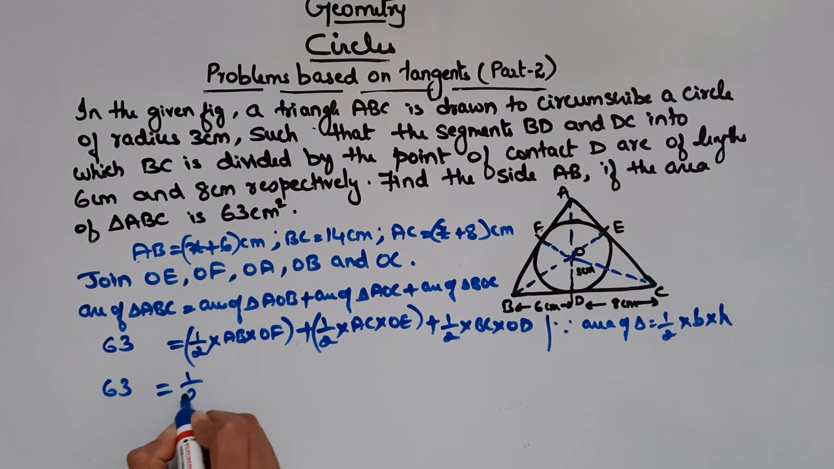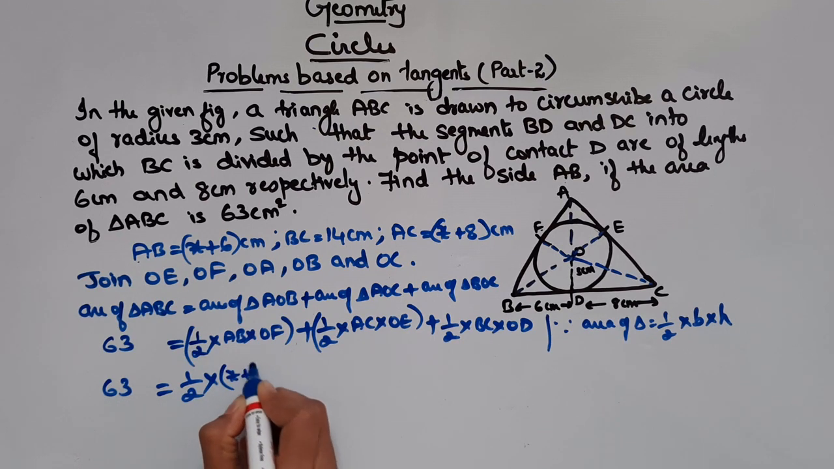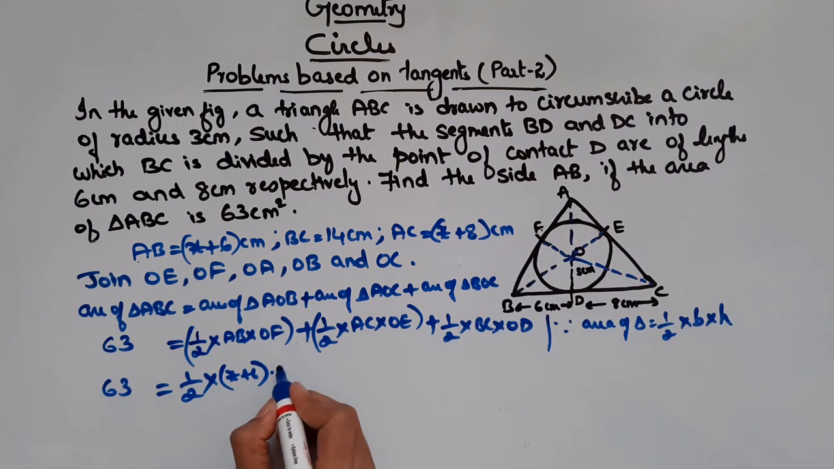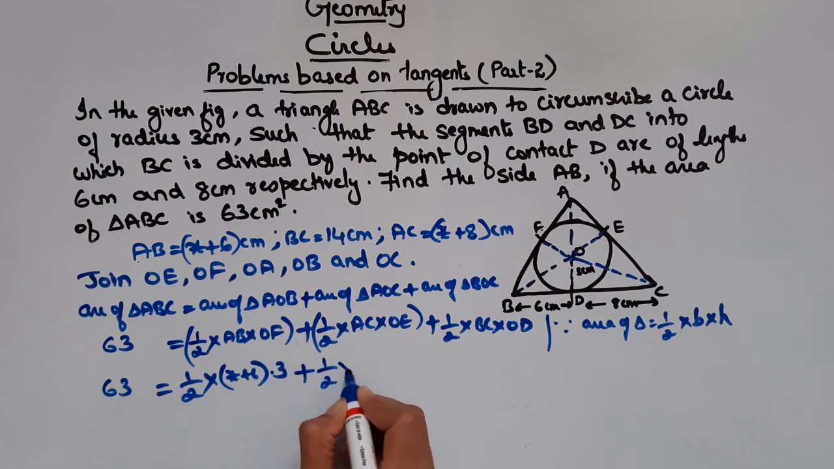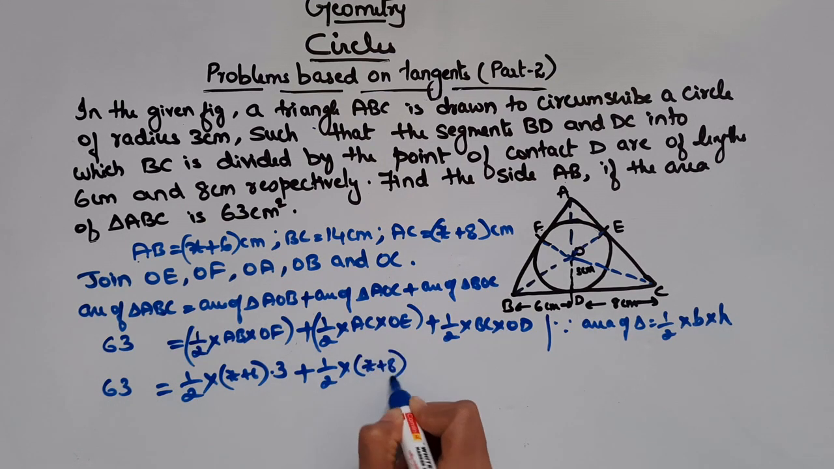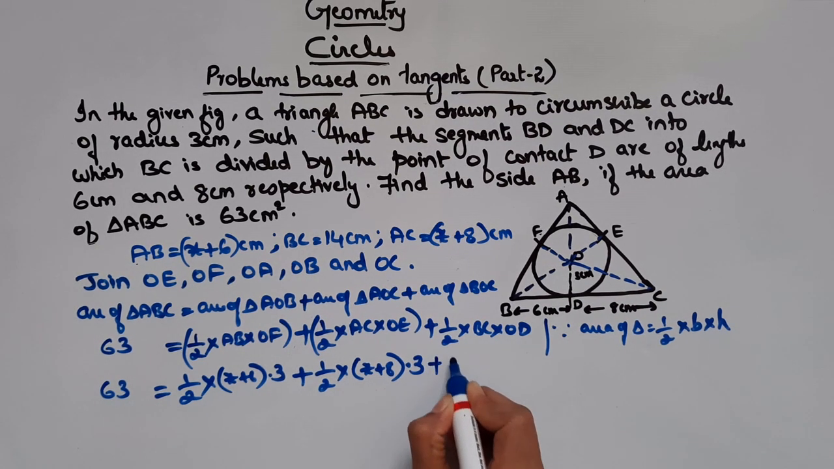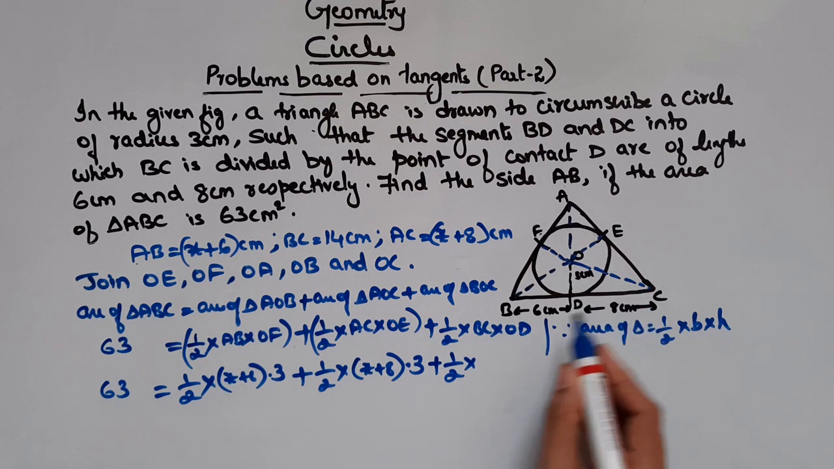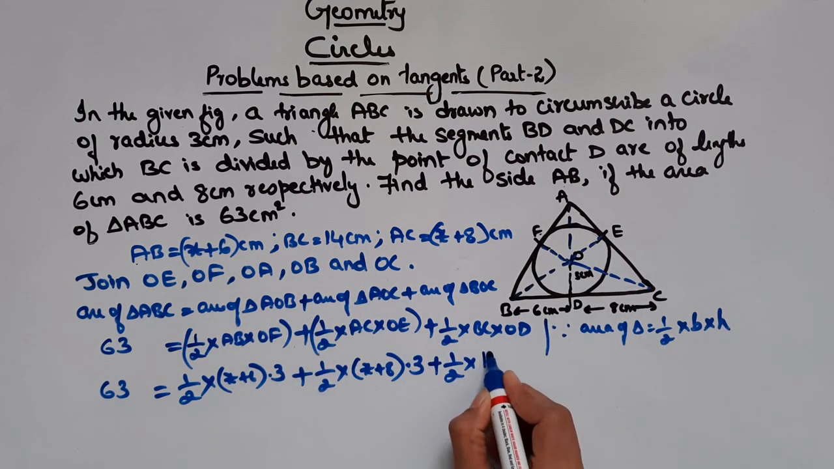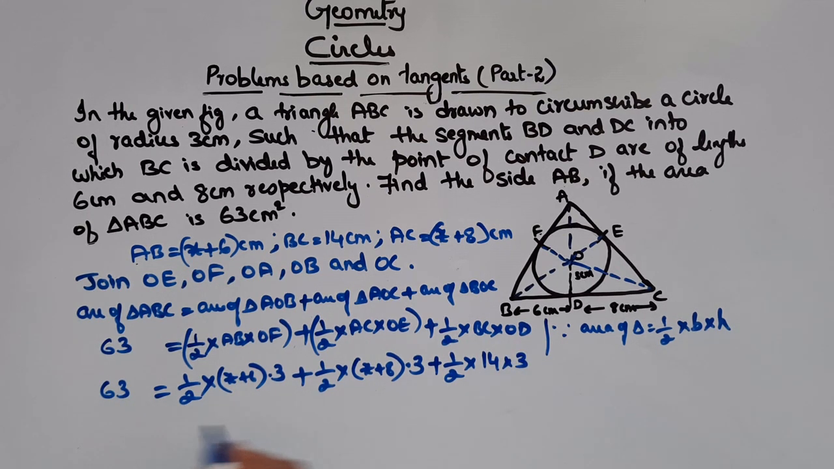So now let's substitute the values. Is equal to half into AB. What is AB? AB is x plus 6 into OF. OF is the radius of the circle, so it is 3. Plus half into AC. What is AC? AC we know is x plus 8 into OE. What is OE? OE is 3. Plus half into BC. What is BC? BC is 8 plus 6, that is 14, into OD. OD is 3 centimeter.